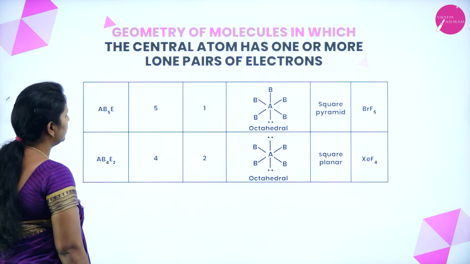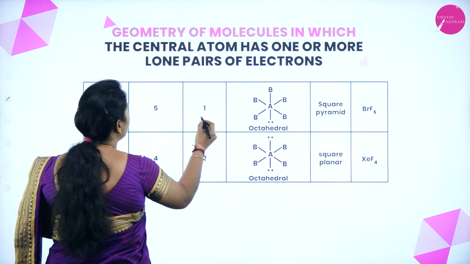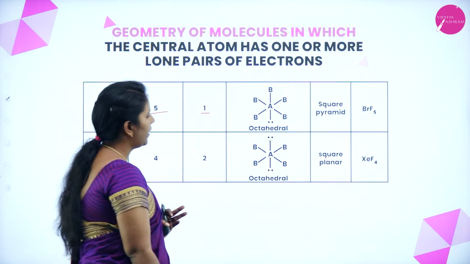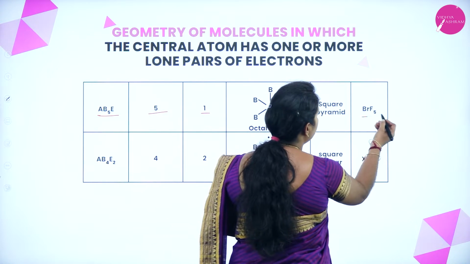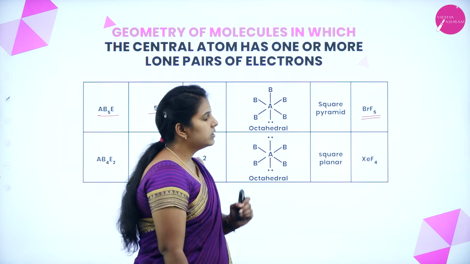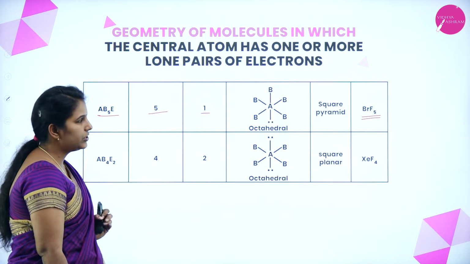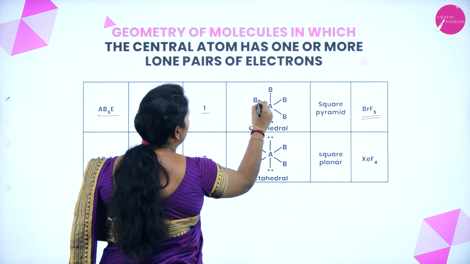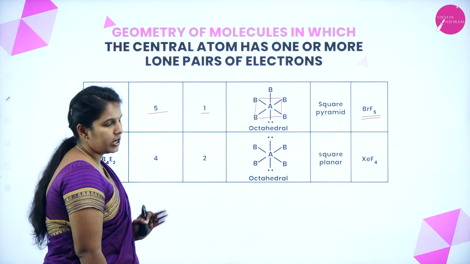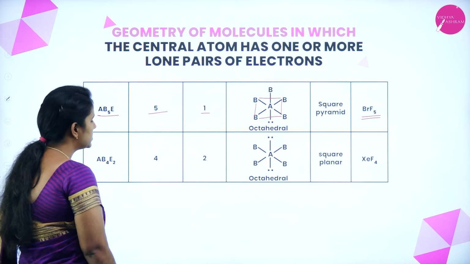Next, we have the last 2 types, that is AB5E. In that, the central metal atom has only 1 lone pair of electrons and 5 bonding pairs of electrons. An example is BrF5, that is bromine pentafluoride, and it has a shape of square pyramidal, or you can say octahedral shape. Why is it known as square pyramidal? Because the 4 atoms around the central atom form a square shape. Hence, it is known as square pyramid or octahedral structure.